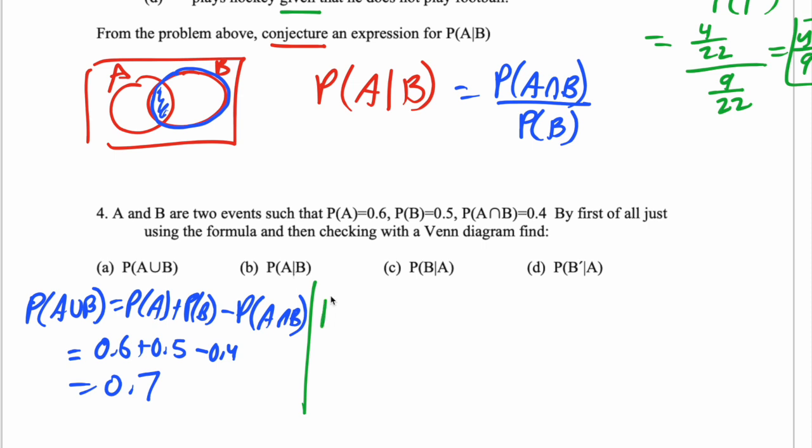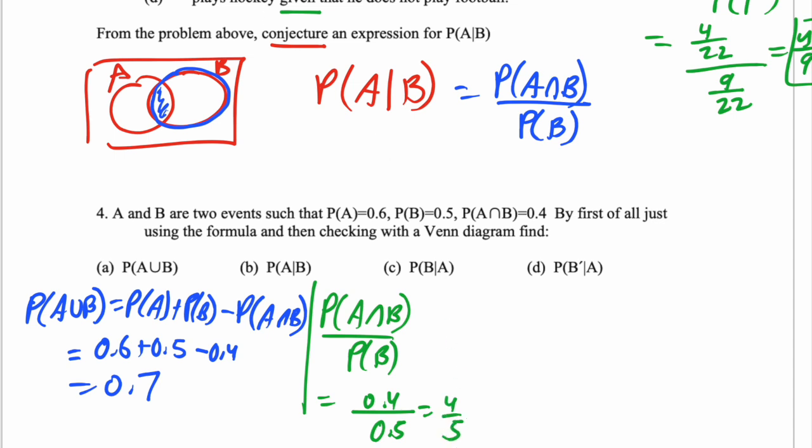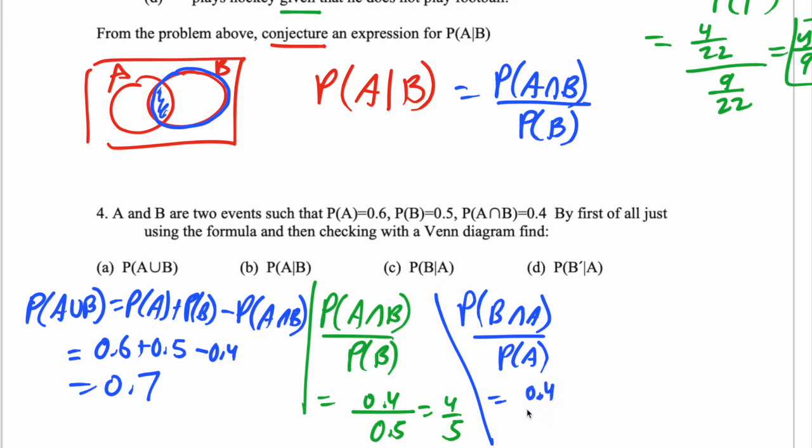And this, we can use the formula, probability of A and B divided by probability of B. Probability of B is 0.5, the intersection is 0.4, that was pretty easy, it's 4/5. Here, very similar, your numerator is going to be B and A, but your denominator is A this time. So that is 0.4, and A is 0.6, so it's 4/6, or 2/3.